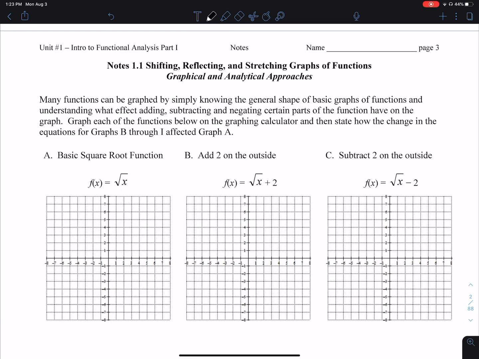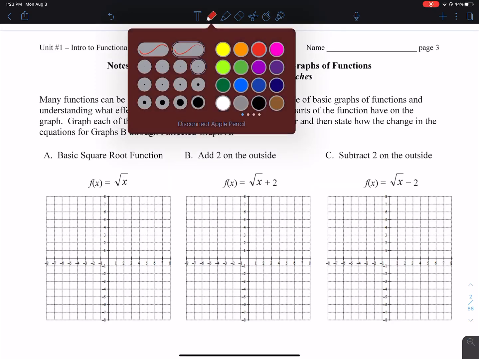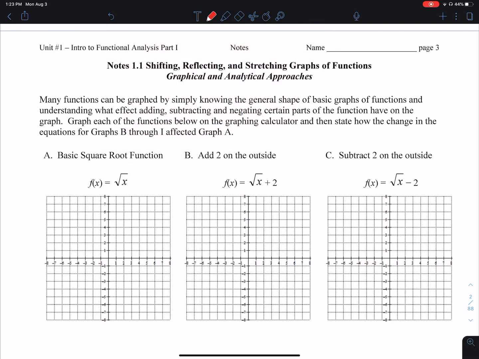This is PreAP PreCalculus, and we are beginning with the first chapter, logically. Section 1.1, shifting, reflecting, stretching graphs of functions. And we are looking at graphical and analytical approaches.